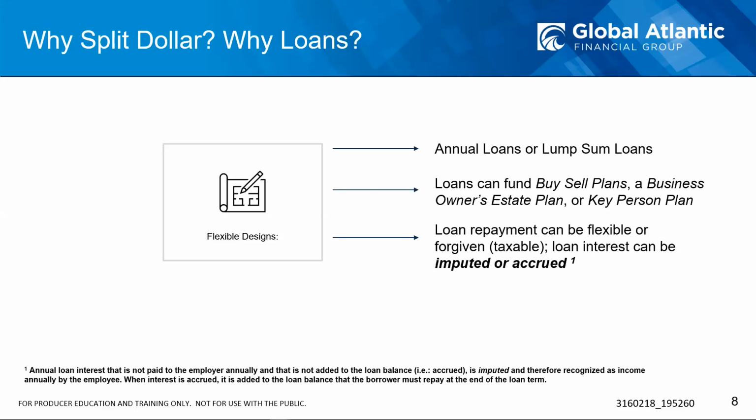Exactly. And so the loan repayment can be flexible, or you can forgive the loans. The loan can be paid annually, or it can be accrued. But like I said earlier, you have to be sure these are real loans. You have to be sure they are at least at the applicable federal rate. There's also, Eric, a little provision in the tax code that sometimes people forget about.